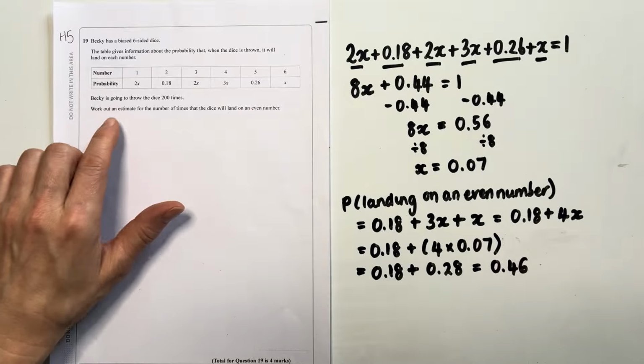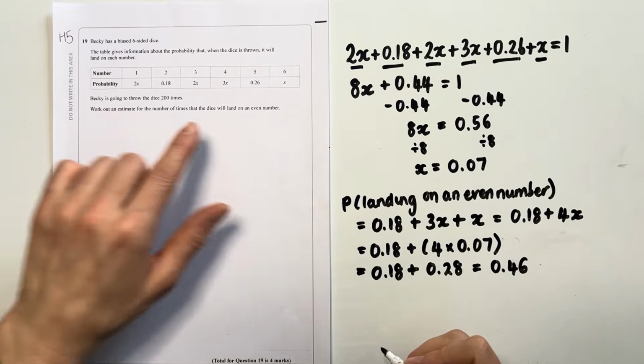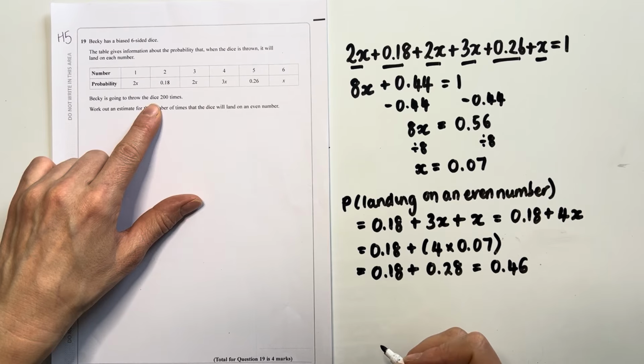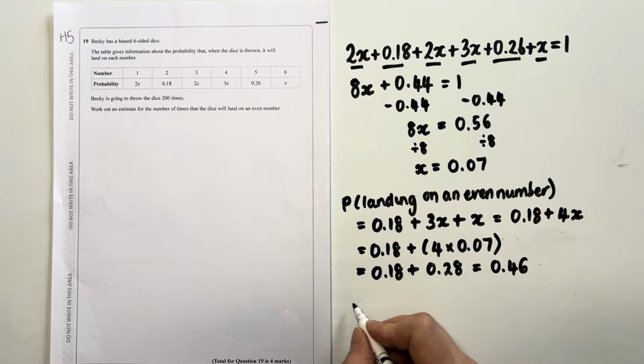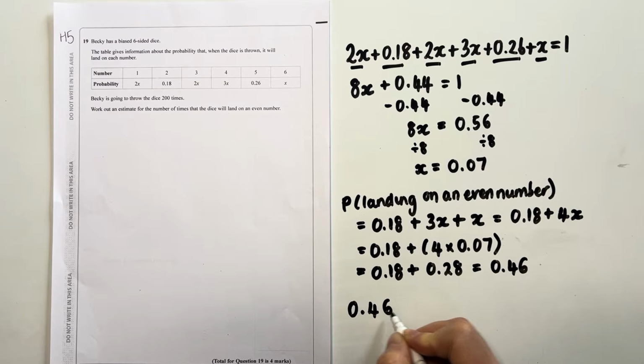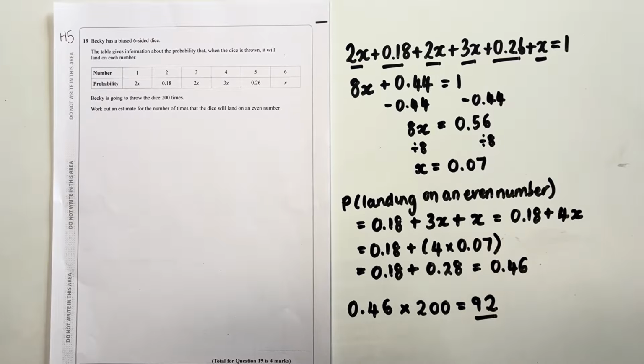But the final part of the question is asking us to estimate the number of times the dice will land on an even number when the dice is thrown 200 times. So we use the probability of landing on an even number, 0.46, and we times that by the number of times that we're going to roll the dice, which is 200. And that will give us an answer of 92.